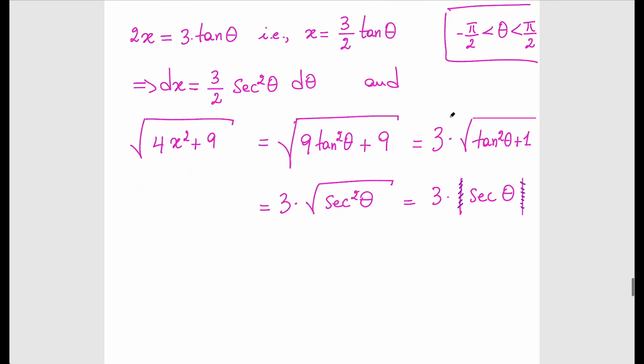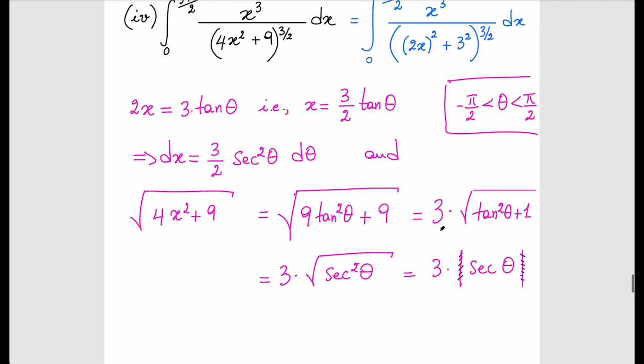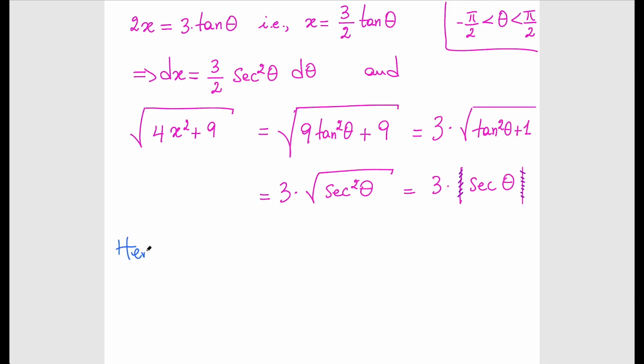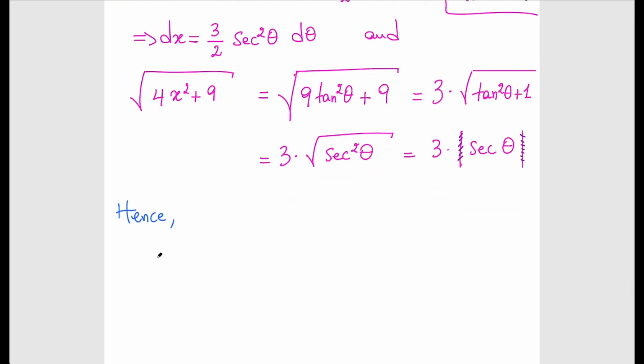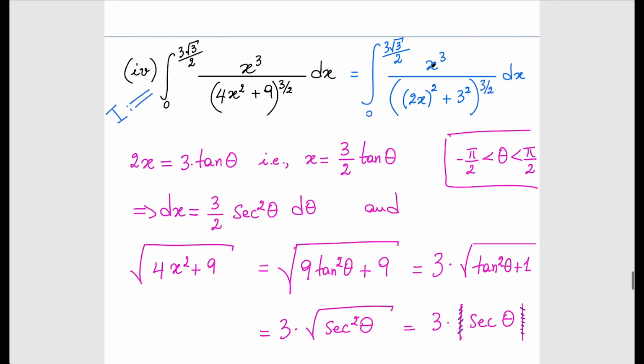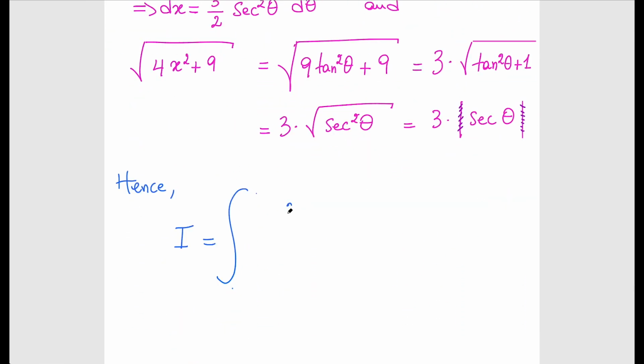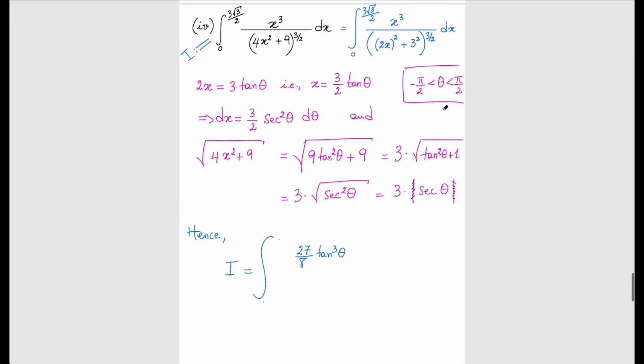Let's put everything back. Hence the integral. How about I for that integral? So the integral I becomes, it's a definite one, so I still have to find the bounds. Let's find the integrand. X cube is gonna be 9 times 3, so 27 divided by 8 tangent cube theta. One more time. What happened here? This guy here, x cube, becomes 27 over 8 tangent cube.